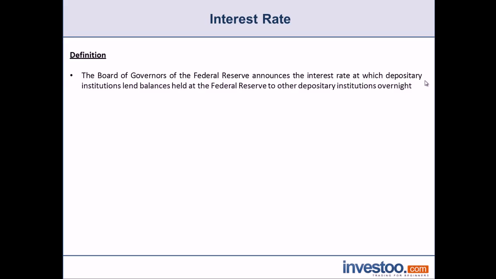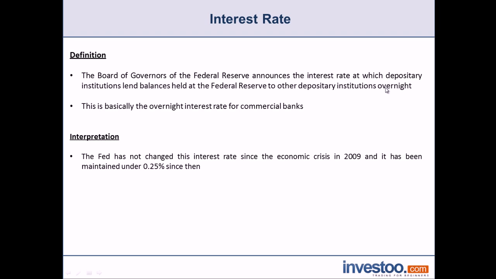The Board of Governors of the Federal Reserve announces the interest rate at which depository institutions lend balances held at the Federal Reserve to other depository institutions overnight. So basically, this is the overnight interest rate for commercial banks. And this is the first point that I want to make, and it's quite important, because this is not the commercial interest rate at which you would lend money to a bank. This is the rate at which banks lend money to each other overnight.